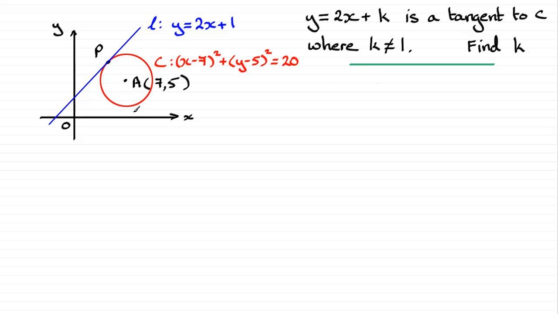What I'm going to be doing is substituting 2x plus k for y into the equation of the circle to find out what the corresponding x value will be. What I'm going to be using, though, is the fact that it's going to turn out to be a quadratic equation, and we know that if it's to be a tangent, there's just going to be one root, one solution.